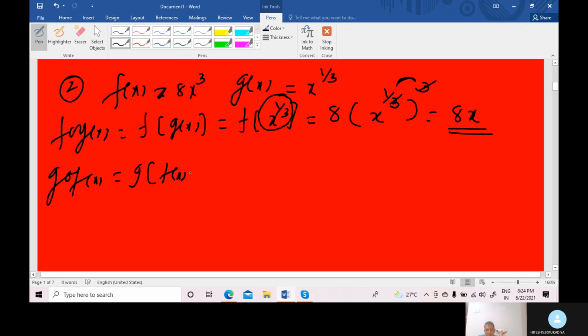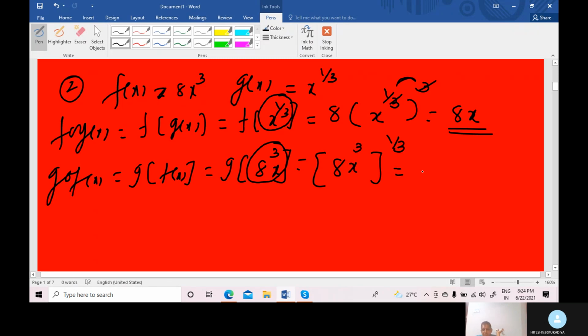Okay, now second, g of f(x). So g of f(x). f(x) is 8x cube. For the function g, 8x cube is your x. For the function g, x raised to 1/3. Now place here 8x cube.